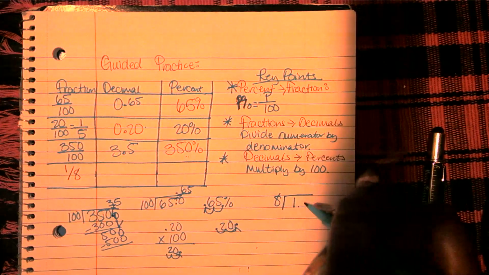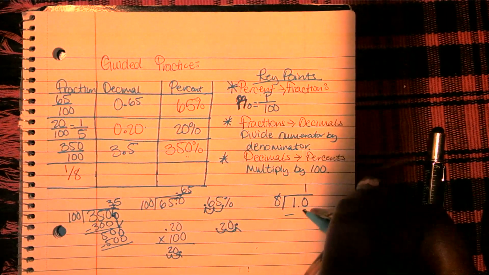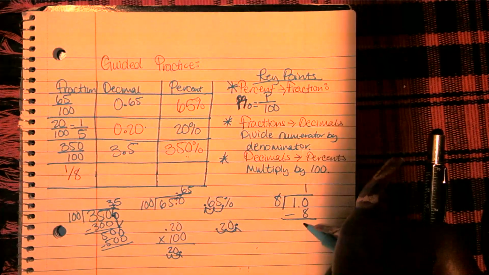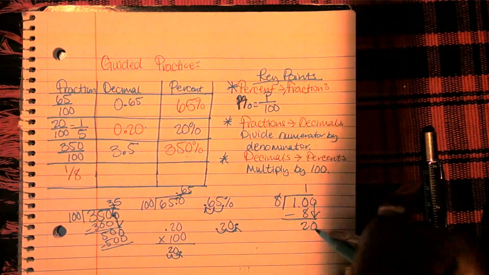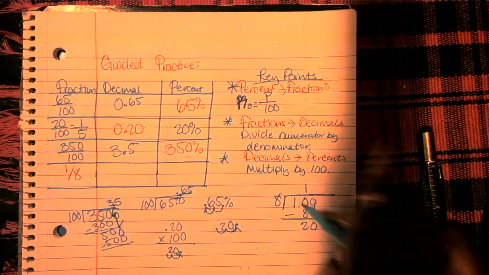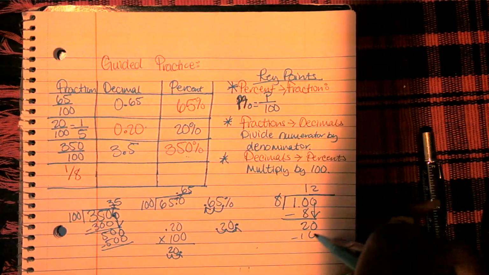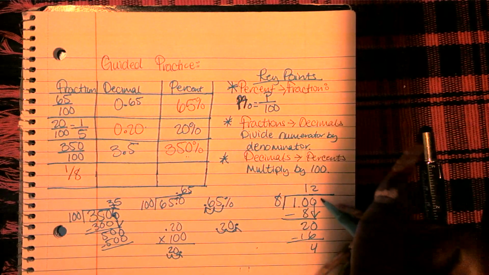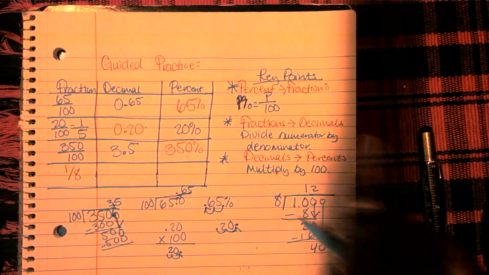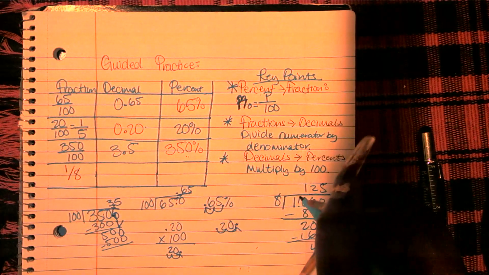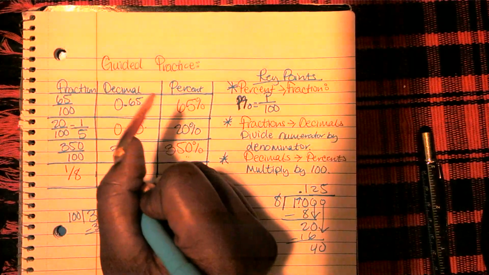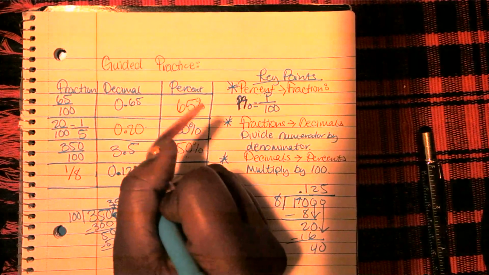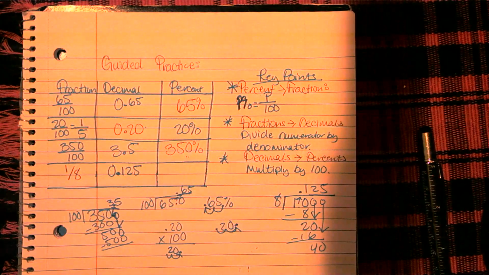8 can't go into 1, but it can go into 10 at least one time. And bring my decimal straight up. So I know as a decimal, this is 0.125.